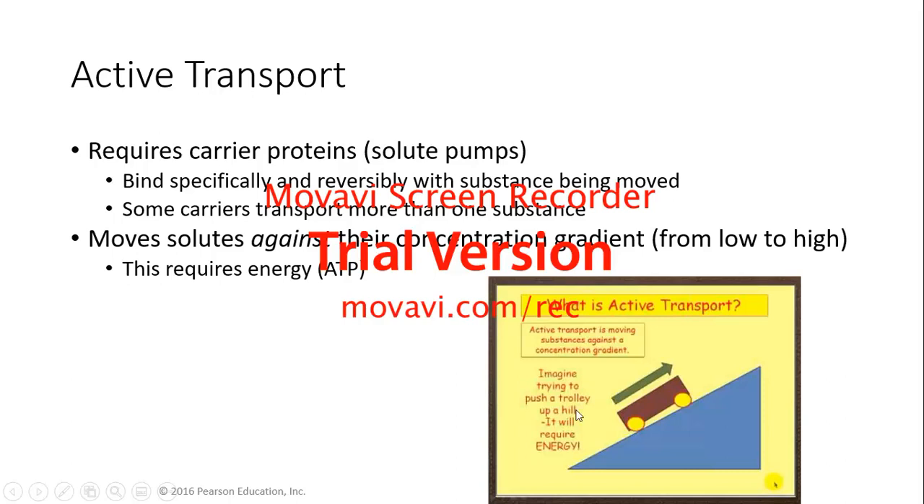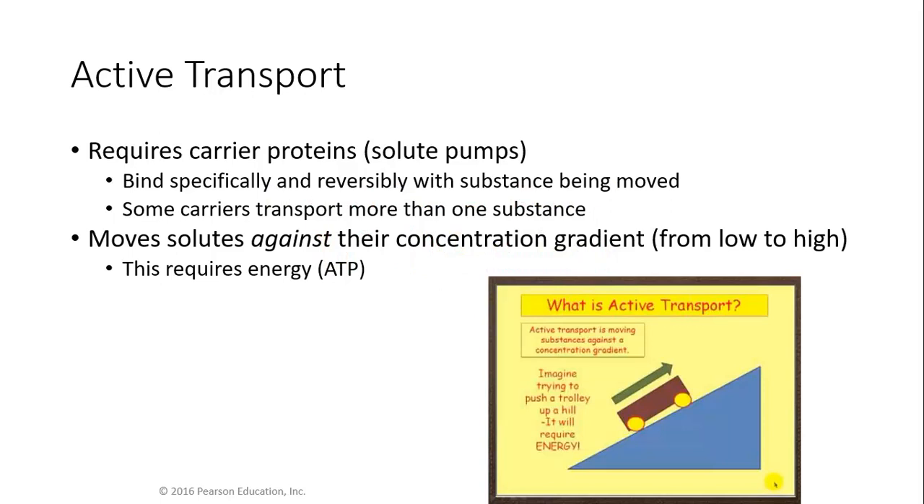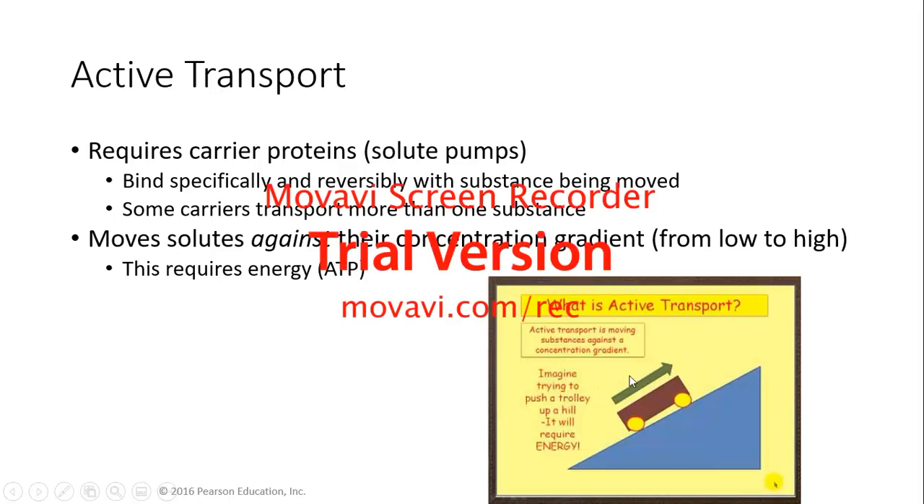All right. So again, in order to move against the concentration gradient, sometimes they use the phrase going up the concentration gradient, as opposed to going down the concentration gradient. So remember, going up the concentration gradient, you're going to require energy. Going from where something is low concentrated to where it's high, that requires energy.